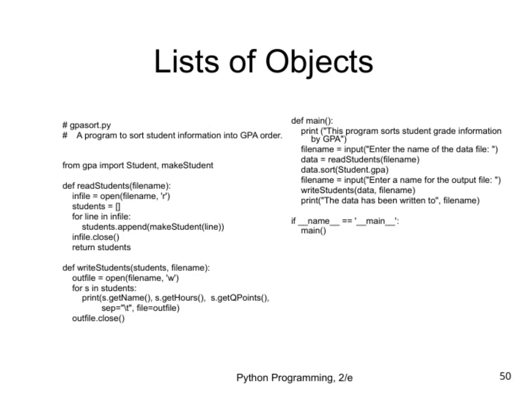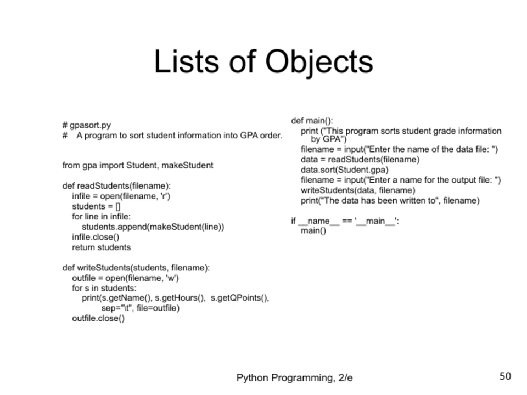Let's walk through the main parts of this program. First, we define a main function that serves as the starting point. Inside it, we print a message to explain that the program sorts student grade information by GPA. Next, we ask the user to enter the name of the data file containing the student records. We then call the readStudents function, passing in that file name, to load the data into a list of student objects. After that, we sort this list by GPA using the sort method and specifying Student.GPA as the key.